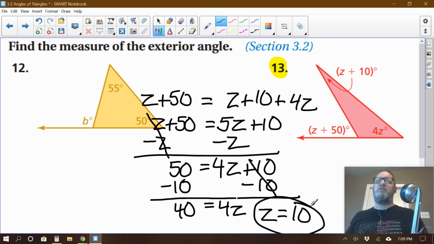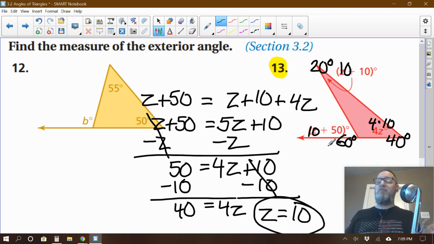All right. So I know what z equals, but now it says find the measure of each angle. Here it would be 10 plus 10, so this angle is 20 degrees. This one says 4z. Again, z is 10, so 4 times 10, so this angle is 40 degrees. And over here, this was z plus 50, so that would be 10 plus 50, which is 60 degrees. So this is 20, this is 40, and this is 60.